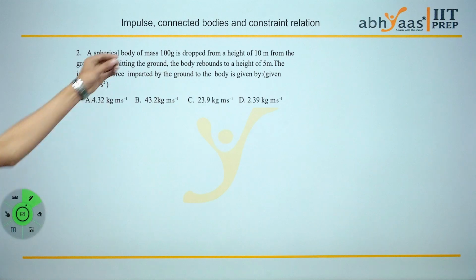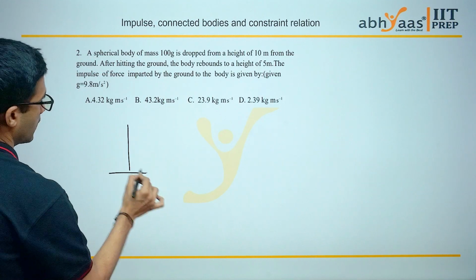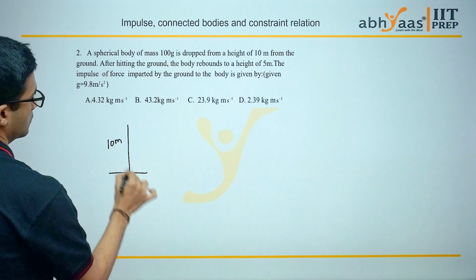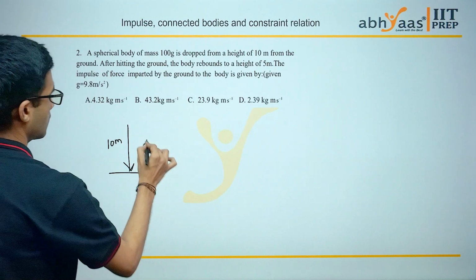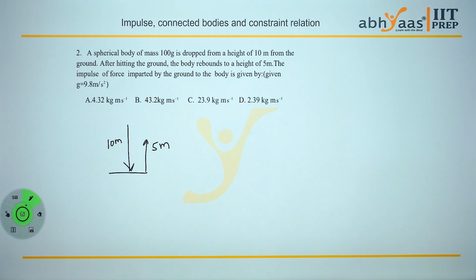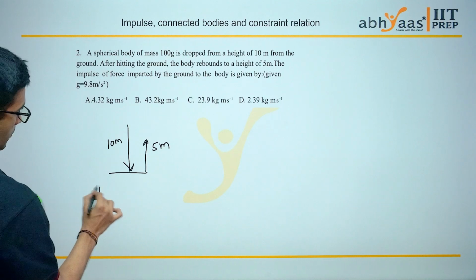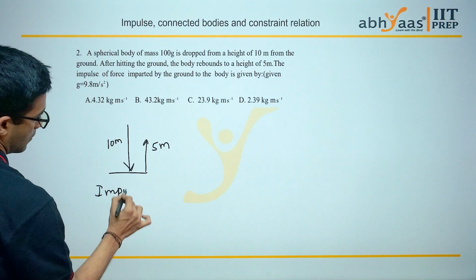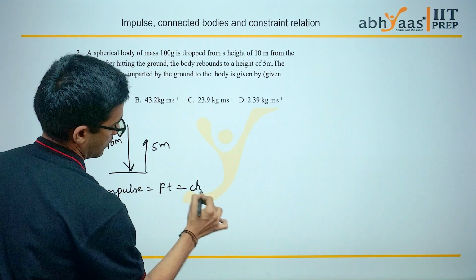A spherical body of mass 100 grams is dropped from a height 10 meters. So it's going down to the ground. After hitting it rebounds to the height 5 meters. So impulse of a force imparted by the ground to the body is given. Okay, you can clearly calculate this one. Impulse is equal to F into T is equal to change in momentum.